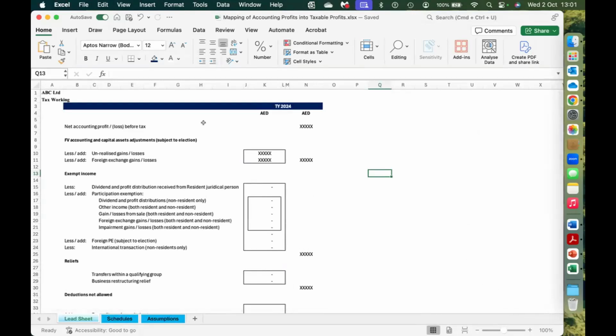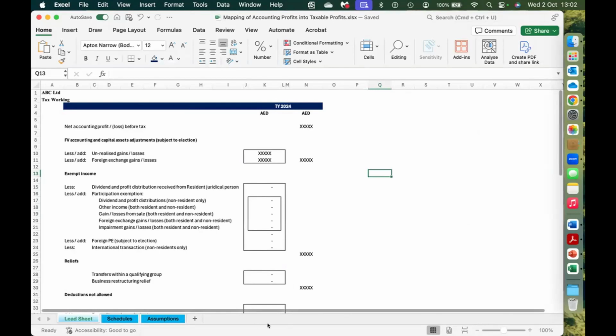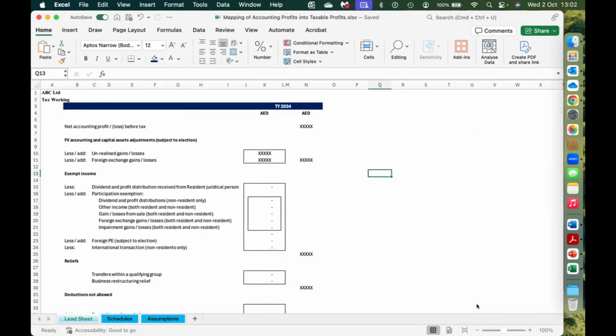Maybe a lot of you have a very good system. In the system, the numbers have already been mapped. Accounting profit is being mapped into the taxable profit, and the system is doing this automatically. There is the possibility that good systems are doing this. If the systems are automatically mapping the accounting profit into the taxable profit, that's very good. In case the systems are not mapping the accounting profit into the taxable profit.